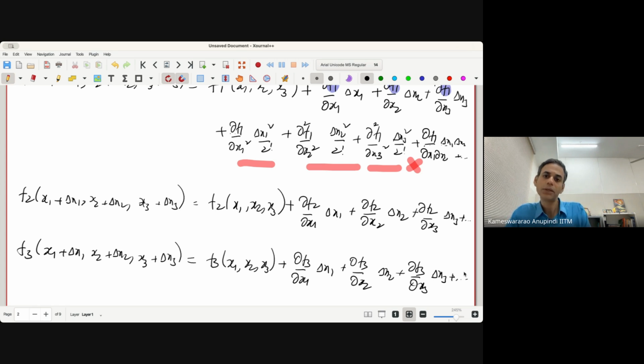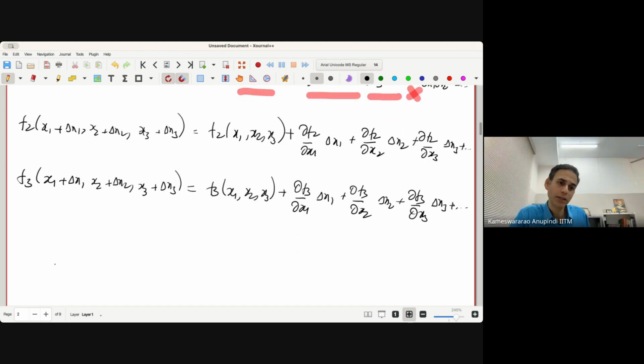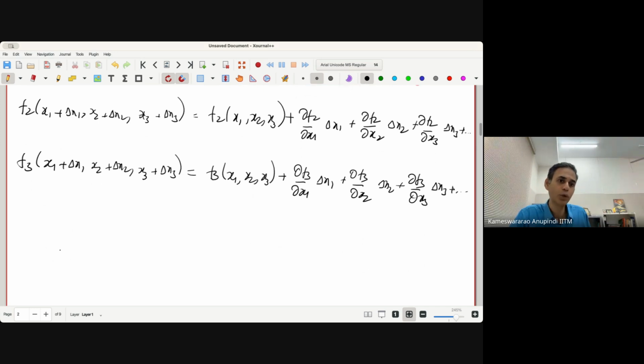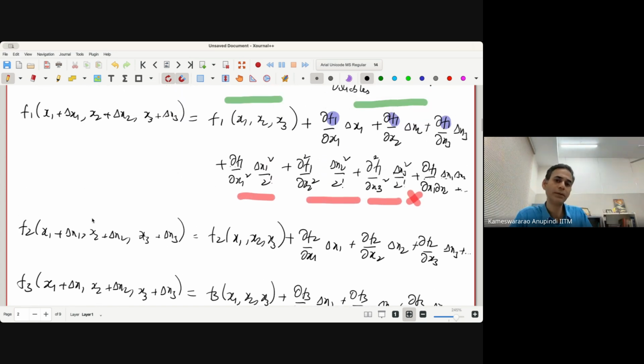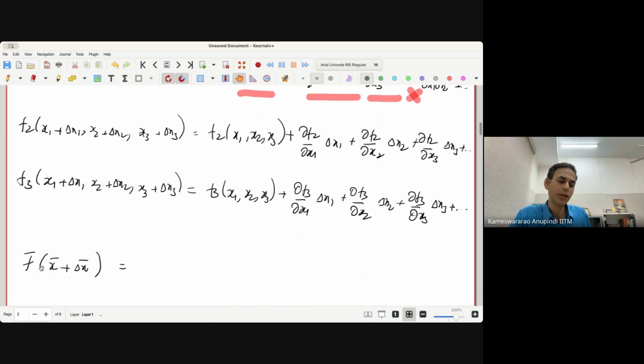Now that means I have expanded all these three functions f1, f2, f3 in terms of the base value that is calculated at x1, x2, x3 plus the first terms in the Taylor series expansion. That means I can also combine all these things. I can write the left hand side into one term saying f bar of x bar plus delta x bar. Basically, this is now a vector. I have combined all these three equations into just one equation, the first one, second one, third one, saying that this is basically f bar, meaning this is a column vector.